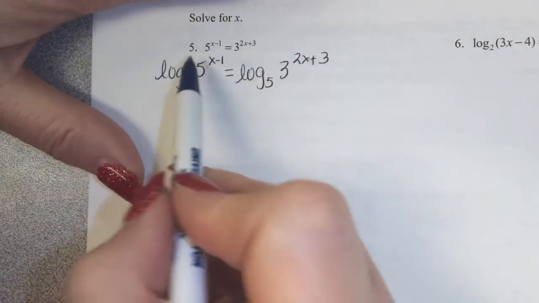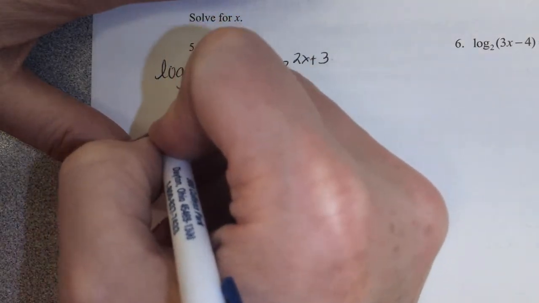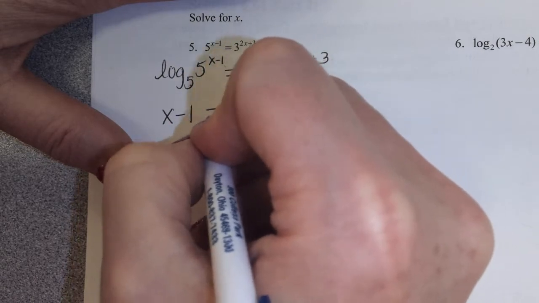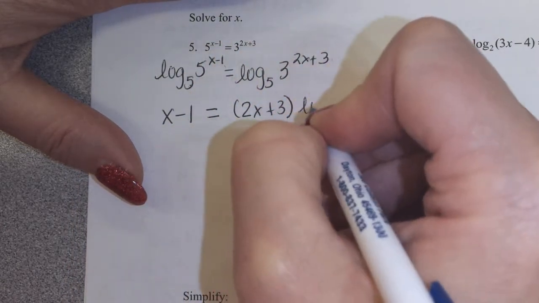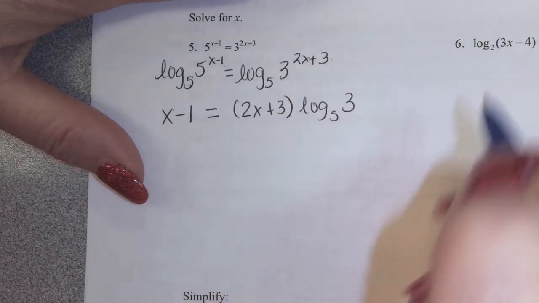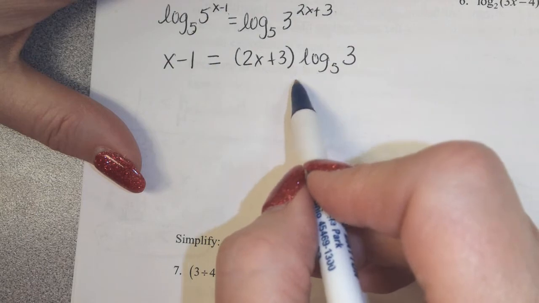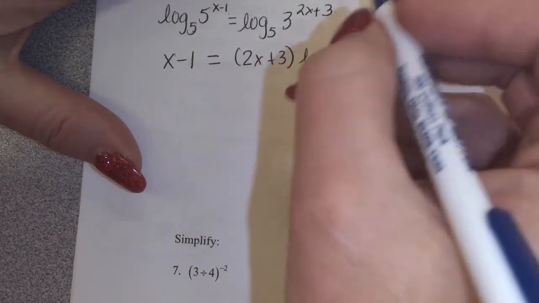All right, so whenever I have exponents, they become coefficients. So I'm going to have x minus 1 times, well, log base 5 of 5 is 1. Over here, this is going to become a coefficient, and log base 5 of 3. All right, well, I'm trying to solve for x, which means that I'm going to have to get my x's together. This is going to be a little bit difficult.